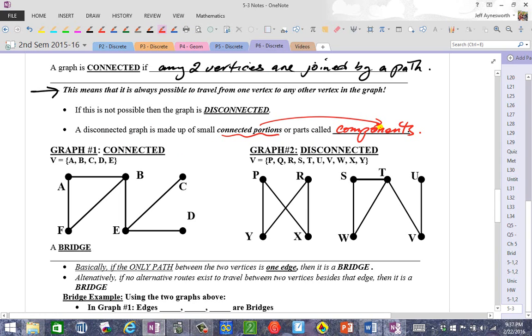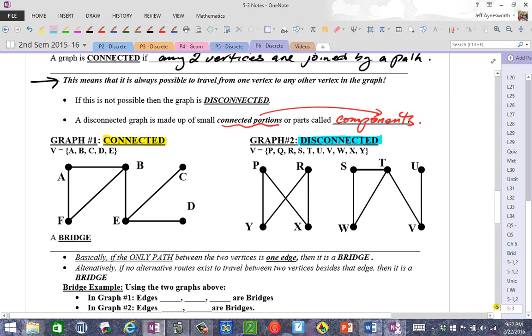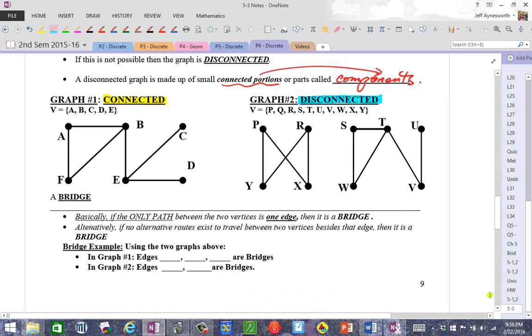All right, so let's take a look at an example of what it means to be connected versus disconnected. In the graph on the left, number 1 here, it's made up of 6 vertices, A, B, C, D, E, and F. Notice that there's no vertex isolated. Every vertex is connected to something else. Therefore it's connected.